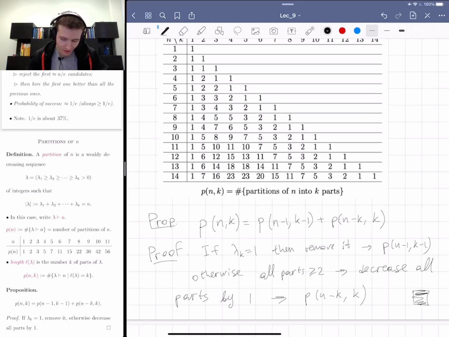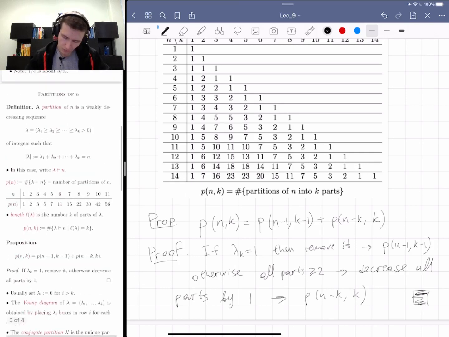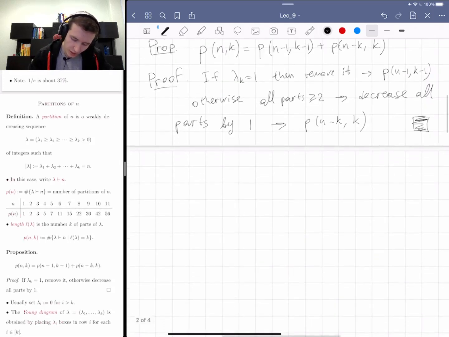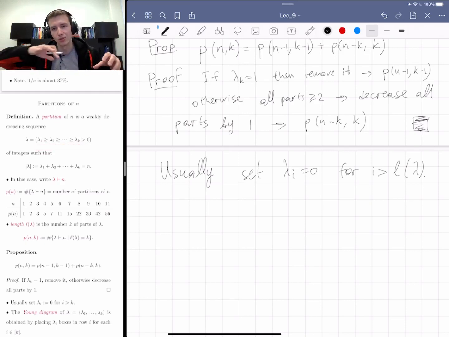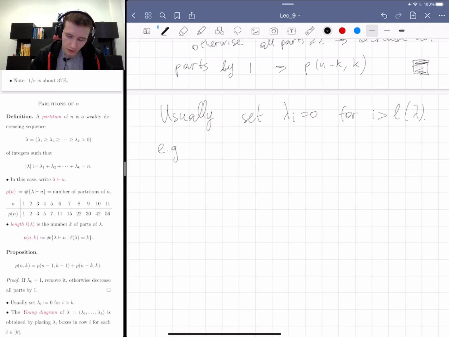There's going to be a few easy results today, but at some point I'm going to talk about something that's hard. By convention, I know I'm going to forget about this later, so let me mention this now. I'm just going to set alpha i to be 0 for i bigger than the length of lambda. So even though originally I defined it as a sequence of positive integers, I can extend it by 0 all the way to infinity. So the partition 4, 2, 1, 1 is the same thing as 4, 2, 1, 1, 0, 0, 0. I consider these to be equivalent as partitions.